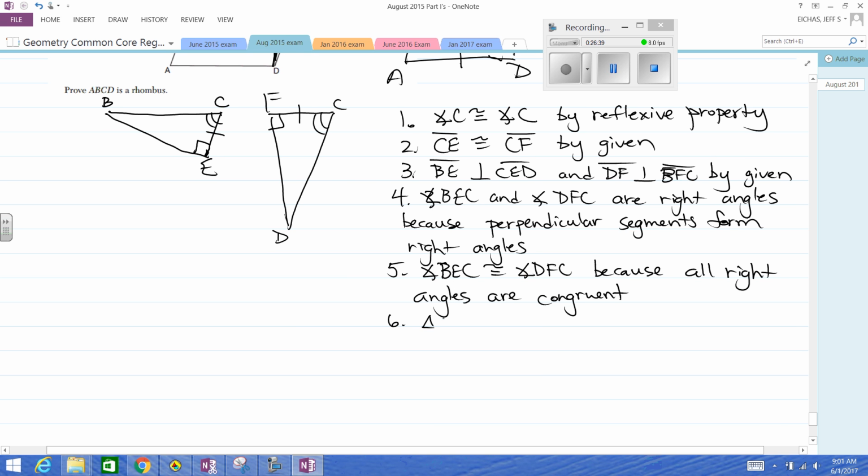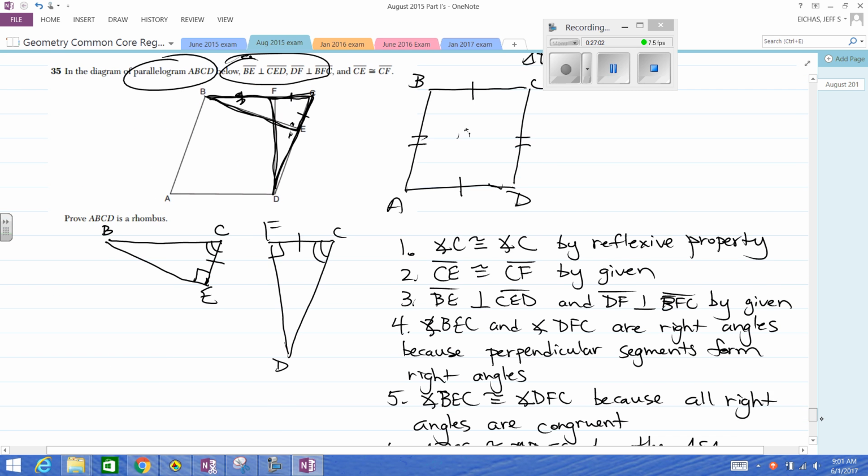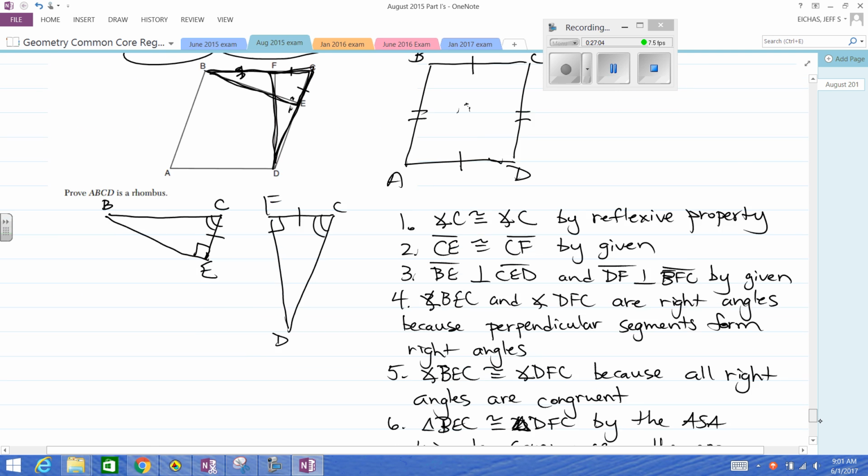So triangle BEC is congruent to triangle DFC. Whoops, use that triangle symbol there. By the angle side angle triangle congruence theorem. All right, that gets us out of 6 points. It's going to get us probably 3 or 4.